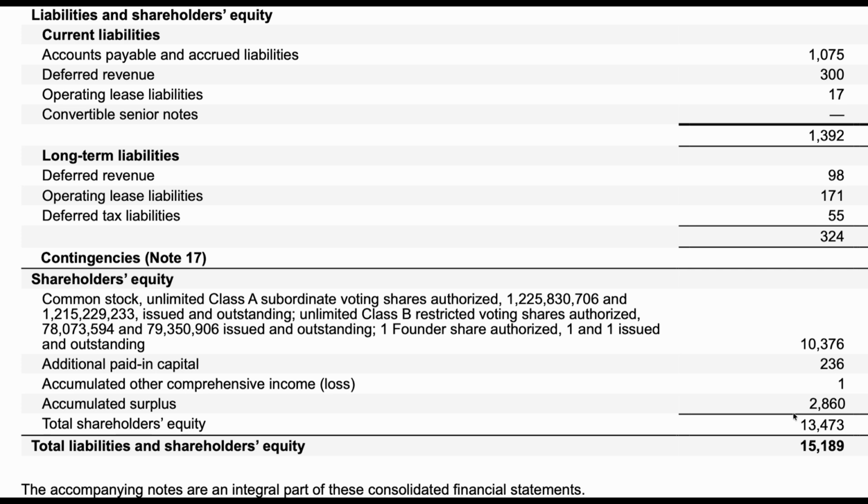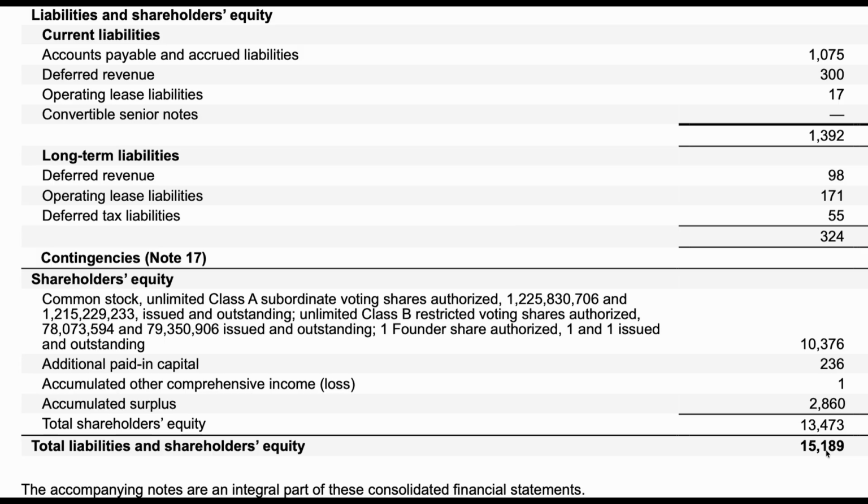So our total shareholders' equity obviously is composed of what investors have put in plus retained earnings. And this comes to about 13 billion shareholders' equity. And then we have roughly 15.2 billion worth of total liabilities and shareholders' equity, which is exactly matching the amount of assets that they have.